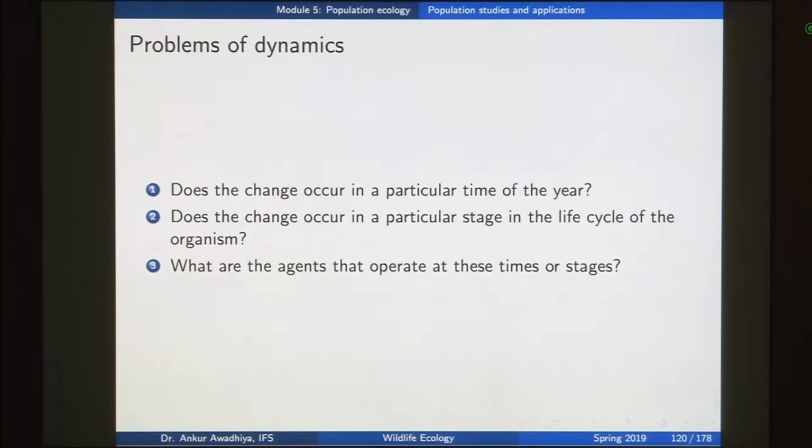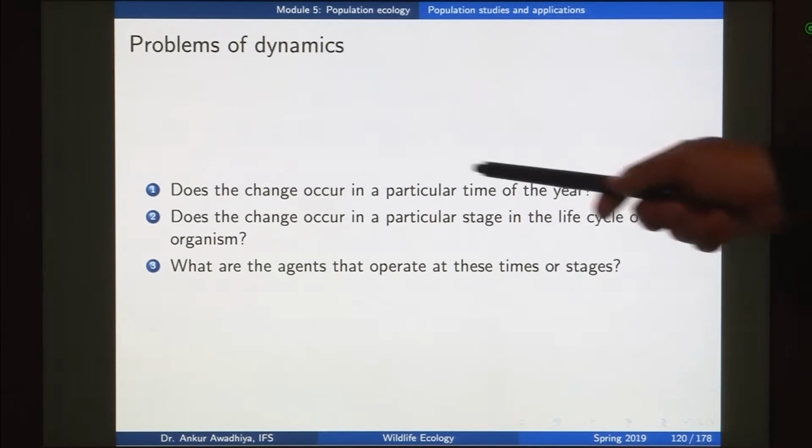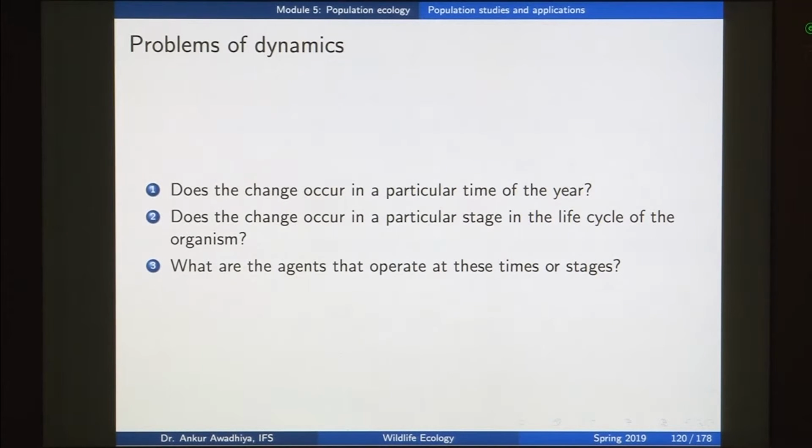Now, in such a scenario, we can ask this question: okay, we are seeing these locusts in this particular season, but what was the stage that the predator was preferentially feeding upon? Was it feeding upon the adult insects? Was it feeding upon the nymph stages, or was it feeding upon the eggs of this insect? That is the second question. The change that we are seeing, is that related to some particular stage in the life cycle of the organism?